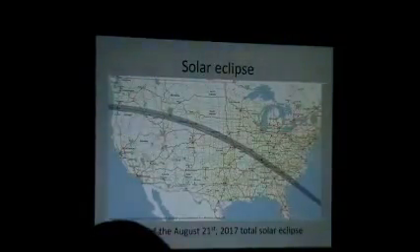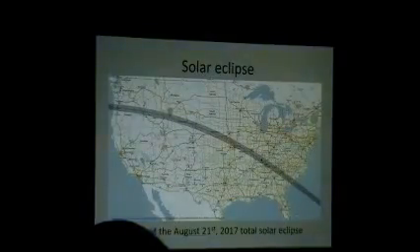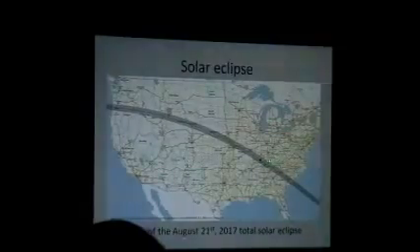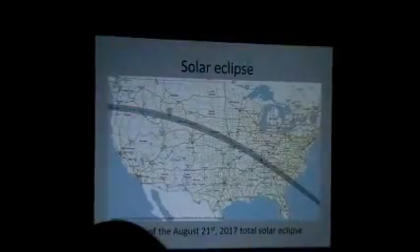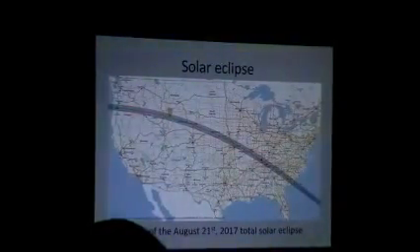So this is the path it's going to take next year. Maximum eclipse is going to be right here, but I don't know, weather conditions probably may have to go on this side of the United States. But more to come, I guess, in the coming months about this eclipse.